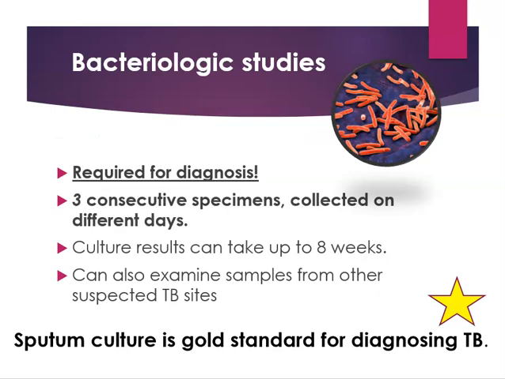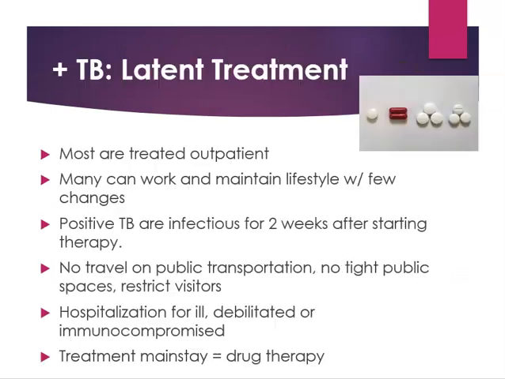So what is the gold standard? How do you know if your patient has TB? Well, the sputum culture is the gold standard for diagnosing. It's absolutely positively required. There's no way of getting around it. They need 3 consecutive specimens collected on different days. The culture itself can take up to 8 weeks. And they also may examine samples from other suspected TB sites. So let's just say they suspect that it has gone to the lymph nodes. They're going to get some samples out of that. Don't forget, though, the sputum culture is the gold standard for diagnosing TB.